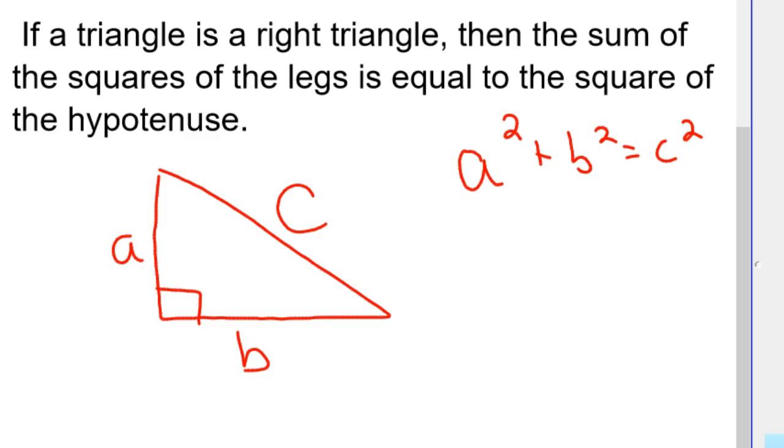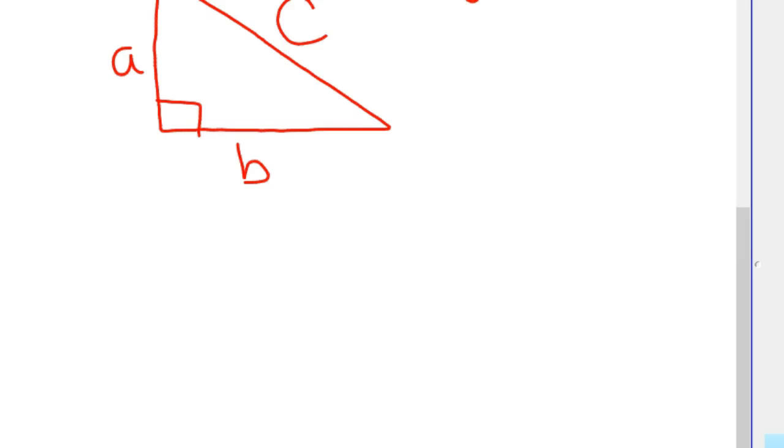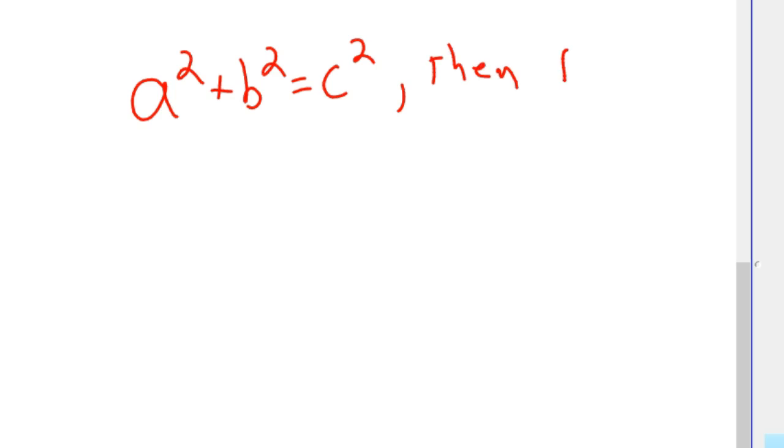So the converse of that essentially is this. If you have A squared plus B squared equals C squared, then you have a right triangle. A little abbreviation there. So if A squared plus B squared equals C squared, then it's a right triangle. And you can take it even further still.